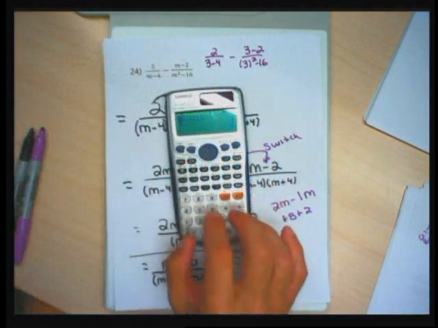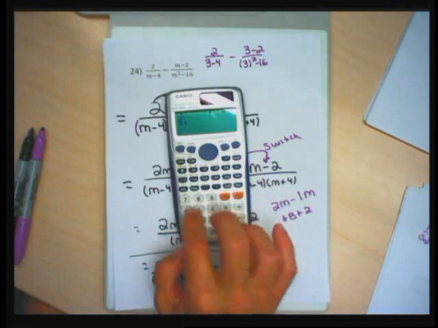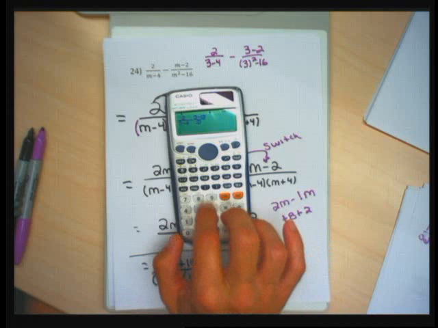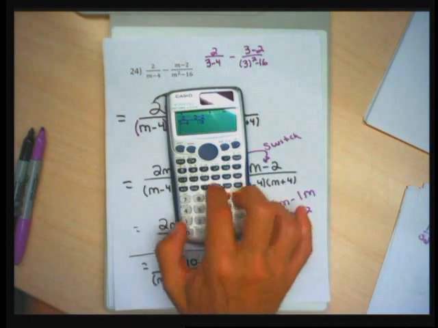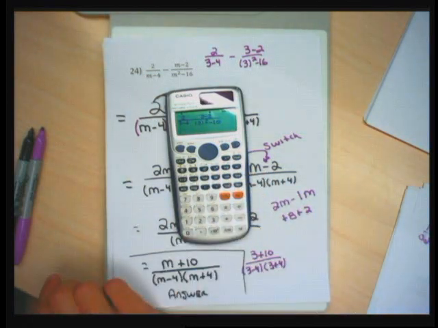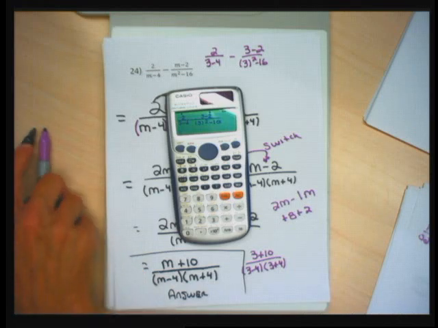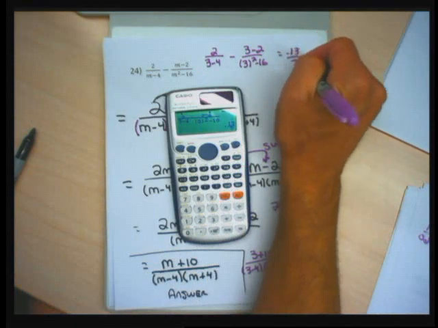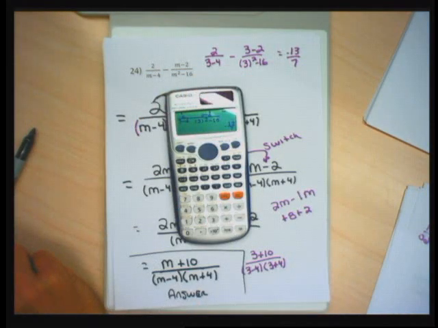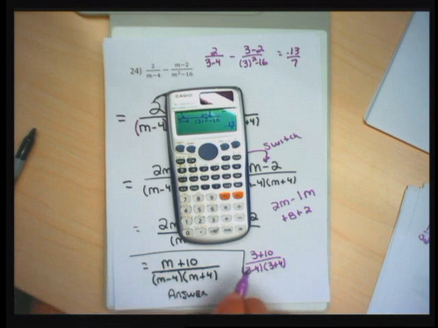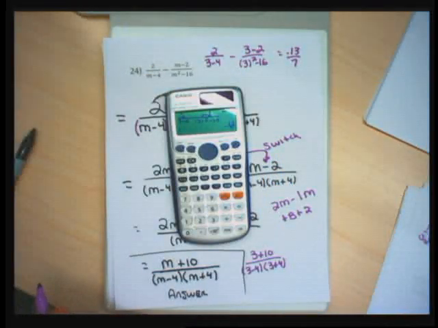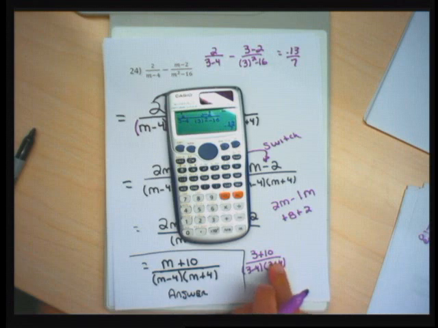So checking the original problem, 2 over 3 minus 4 minus the fraction 3 minus 2 over 3 squared minus 16. Plugging in 3 for m as opposed to 2, I get negative 13 over 7. It would be okay if you plugged in 2. If you plugged in 2, you'd get negative 1, and that would be fine. But I liked plugging in 3 just because 2 made that numerator 0, and that was almost too trivial of a number to pick. Now I'm going to check my answer.